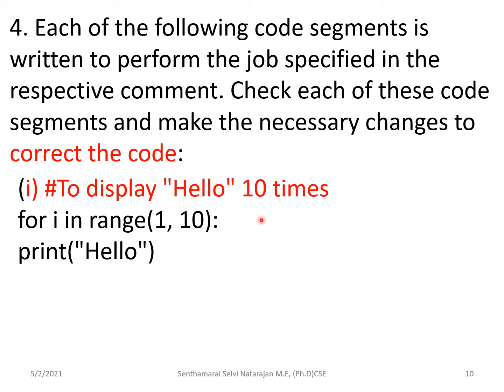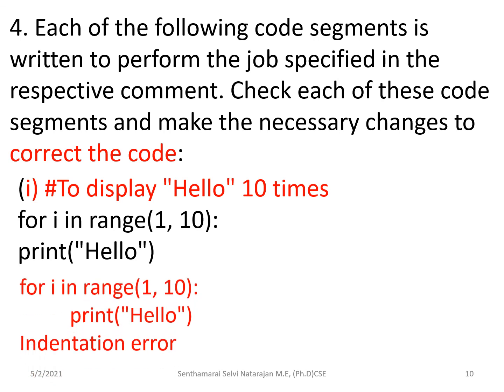So here, to display hello 10 times: for I in range of 1 to 10, print of hello. So they have to specify that you have to print hello 10 times. From 1 it will be checking with the range from 1 to 10. Here, what you have to do is, in this for loop the indentation is absent. So here, that is the error. I have corrected the error.